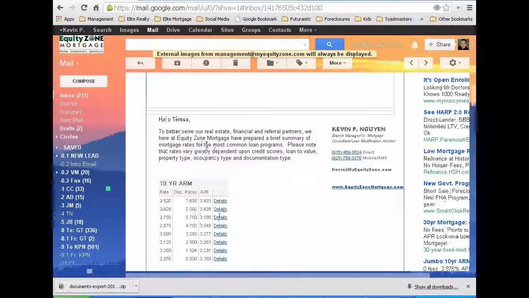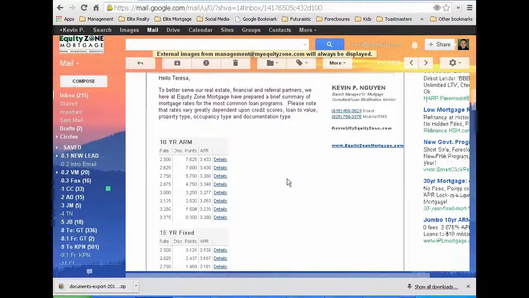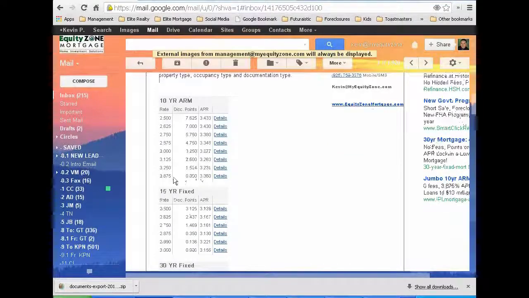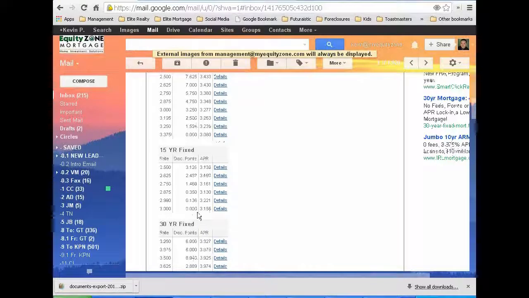On here, you can reword it however you want. But to better serve our real estate agent, financial, and referral partner, we here at ERS have prepared a brief summary of mortgage rates for the most common loan programs. Please note that rates vary greatly depending upon credit score, loan to value, property type, occupancy type, and documentation type. If you look at the discount point, you can buy it down. Usually I only show one at the bottom, but you can show up to 10 of them if you wanted to.